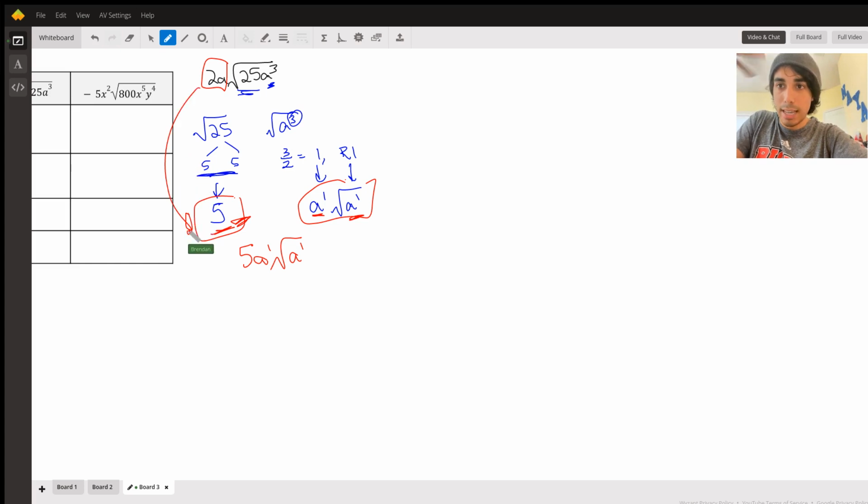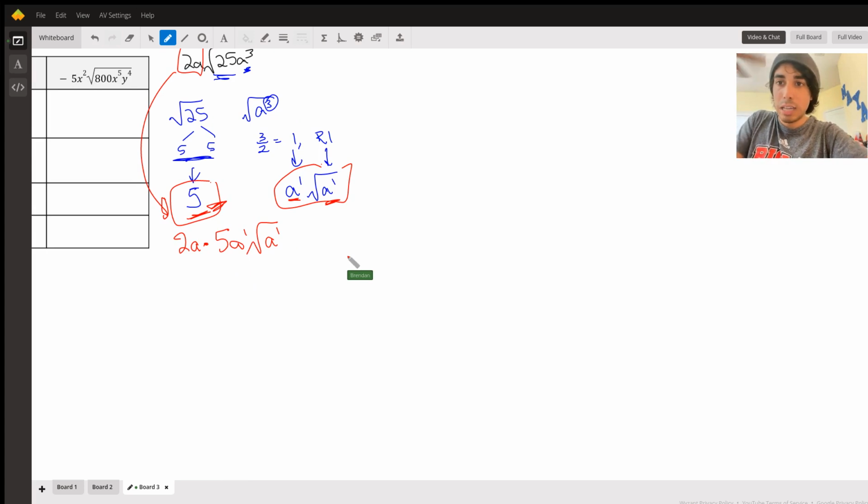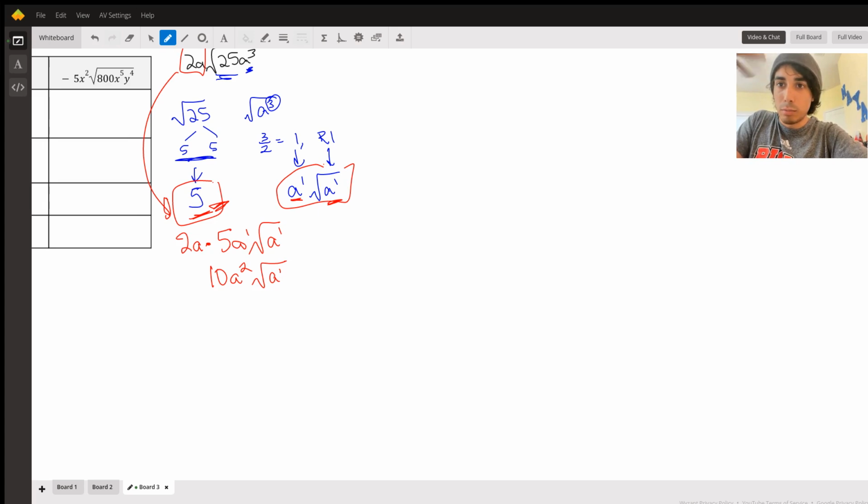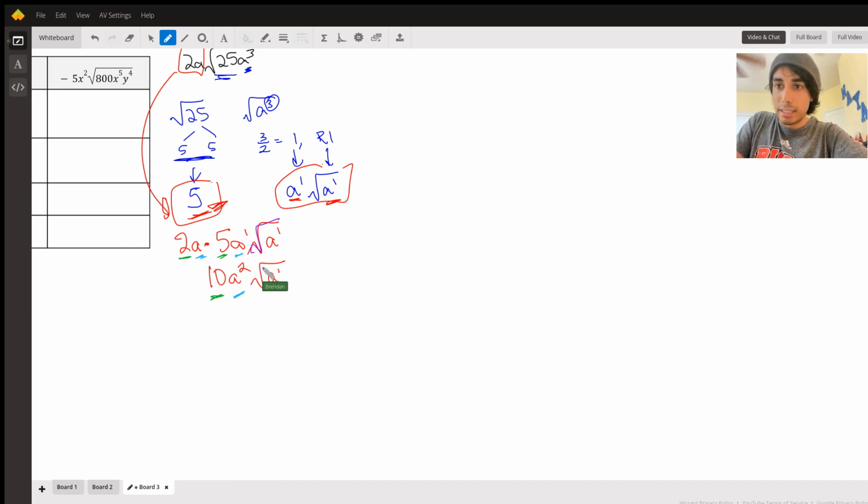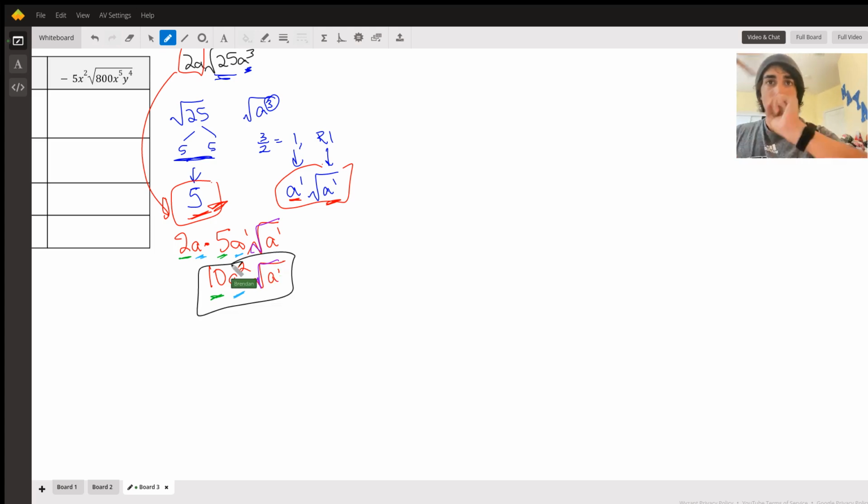So I'm going to take that 2a down and multiply it out here. 2 times 5 makes 10. a times a makes a squared. And then don't forget about my a to the 1 on the inside. So I multiplied 2 times 5 and got 10, and we multiplied a times a and got a squared. And then that a to the 1, this guy is unchanged. I didn't touch that, so that's going to stay as it is. And we are done. All right, one more example.